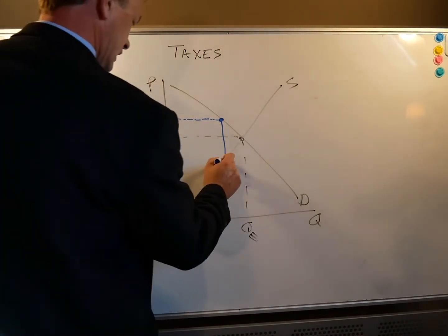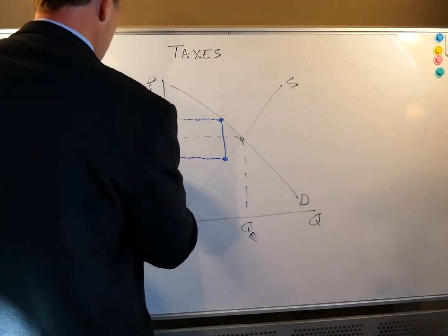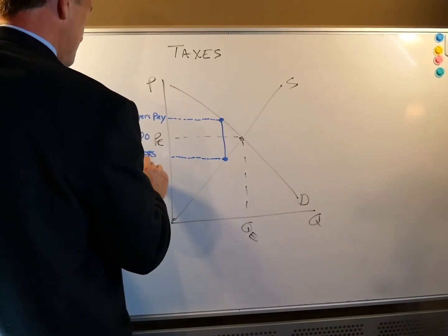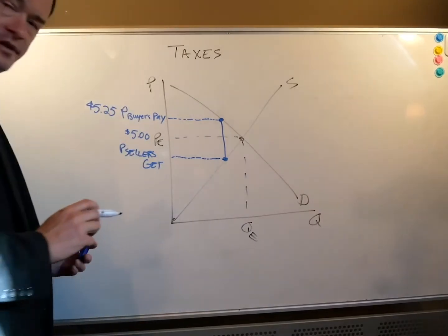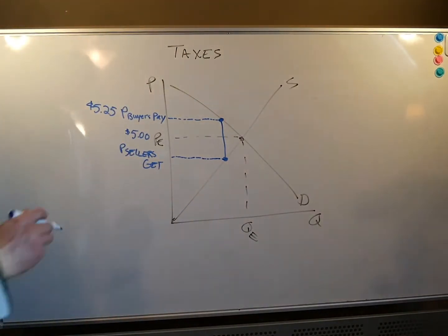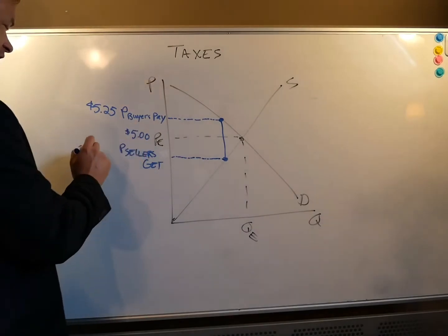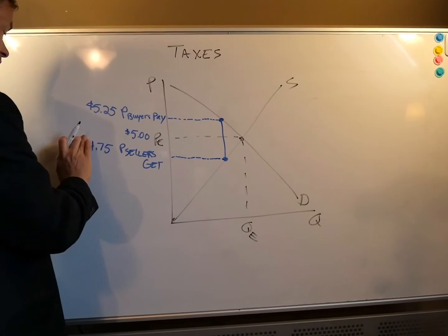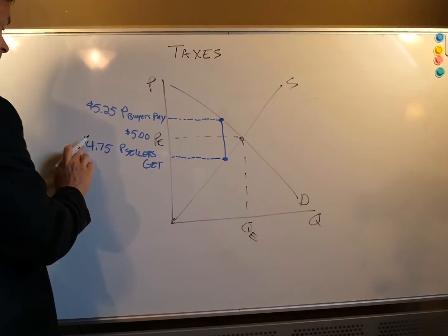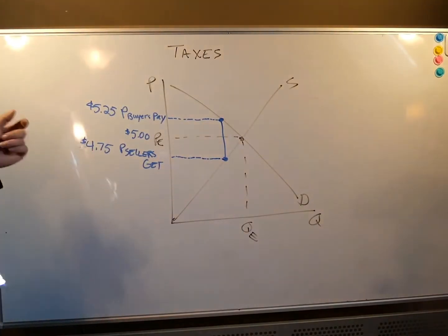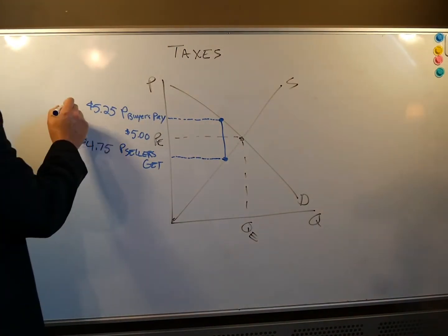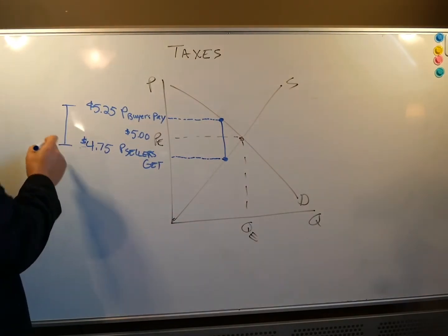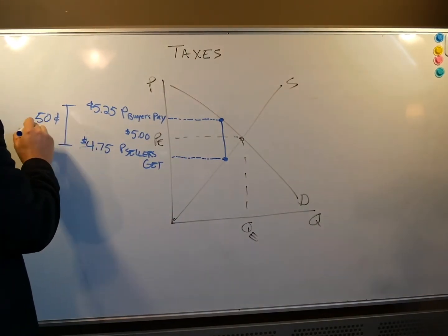Well, what is this line down here? This is the price that sellers get. Remember how I said they're going to take a little bit of the tax burden themselves? Well, here it is. Let's say they get, instead of the $5, $4.75. Okay, makes sense, right? $4.75, if I could draw a dollar sign here. $4.75, well, how big is this tax? Well, $4.75 to $5.25, if my math is correct, that's a 50-cent tax.